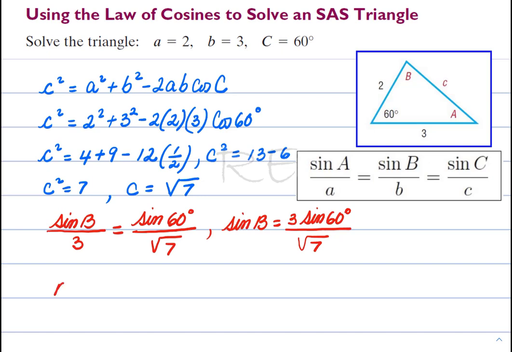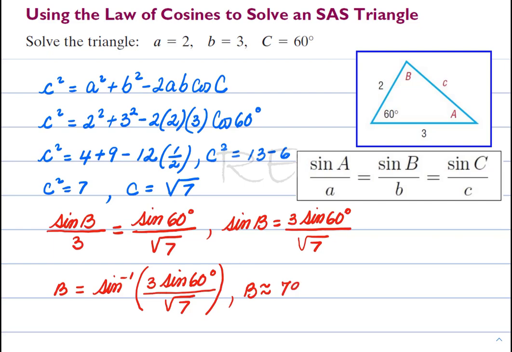Using the calculator, B is equal to the inverse sine of 3 sine 60 divided by square root of 7. And B is approximately 79.1 degrees.